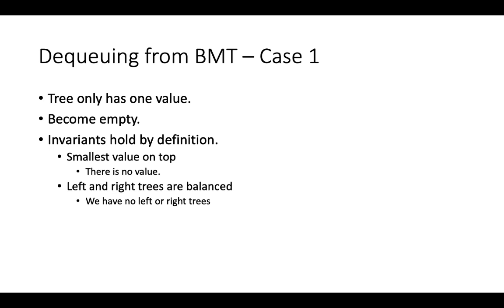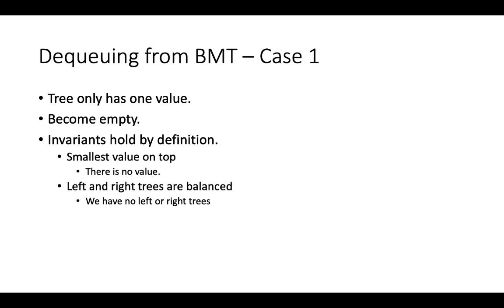And we know that our invariants are true for an empty tree by definition. The smallest value is on top of an empty tree. There is no value, so smallest or not, yes, it's true. The smallest value is on top; there's just no value at all. Our left and our right trees are balanced. Sure, we don't even have left trees or right trees. We're an empty tree, so that doesn't even make sense. There is no left tree. There is no right tree. So our invariants, by definition, are already satisfied.